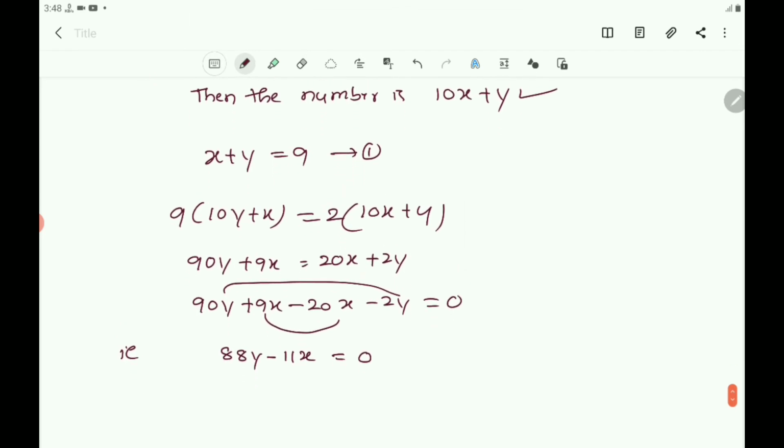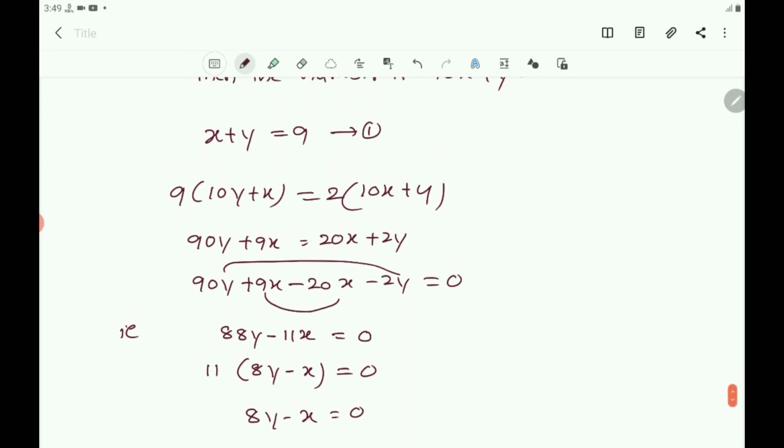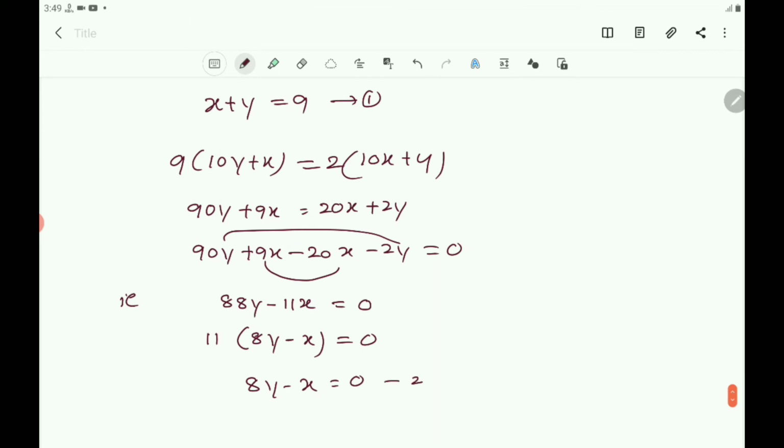So here, you can take 11 common, which gives 11 into 8y minus x equals 0. Then the equation becomes 8y minus x equals 0. That is the second equation.